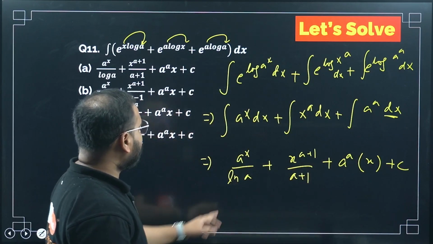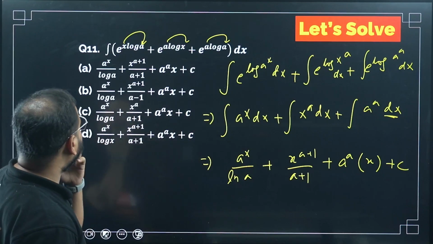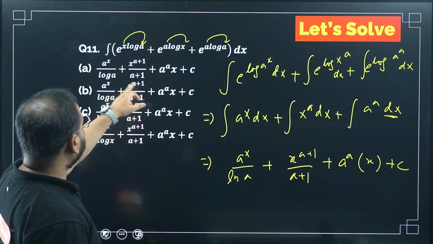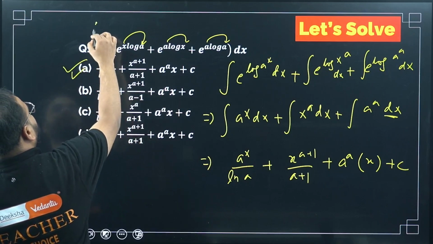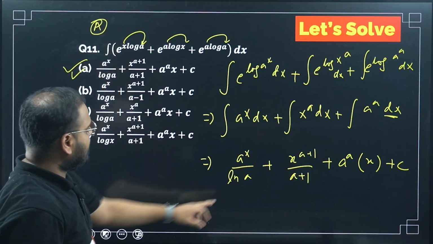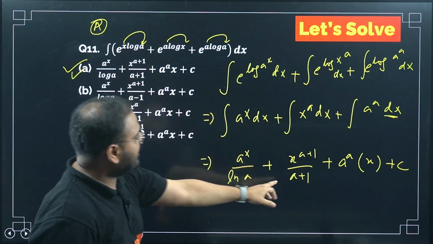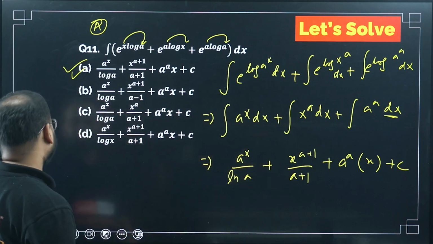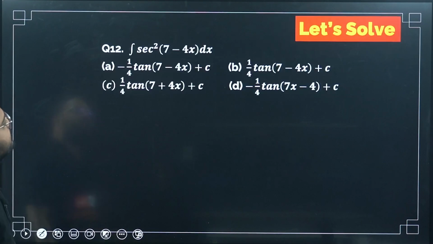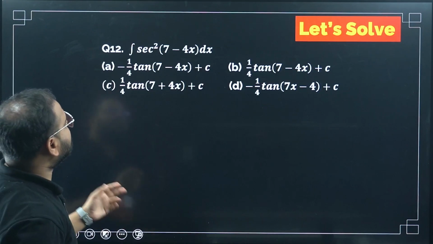So it is a to the power x upon ln a. Any option like this? Please check: a to the power x upon log a or ln a, x to the power a plus 1 upon a plus 1, a to the power a x, plus c. Option number a is correct. Option number 1 is correct. Simple problem. This is all very, very simple, right?